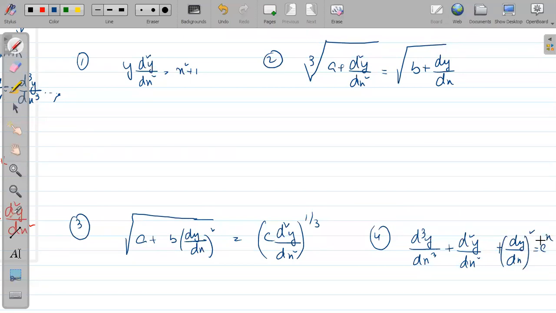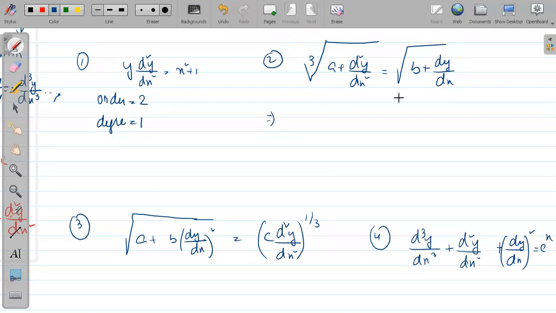These 4 questions, let's check them out. Very simple only. First question: is there any requirement of manipulation? No. Order is 2, degree is 1. For the next one, is there any requirement of manipulation? Yes, sir. You have to square it.